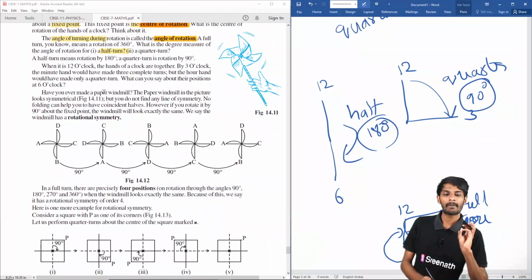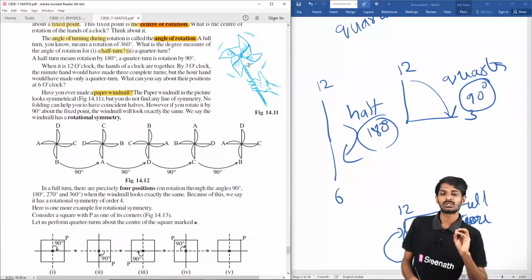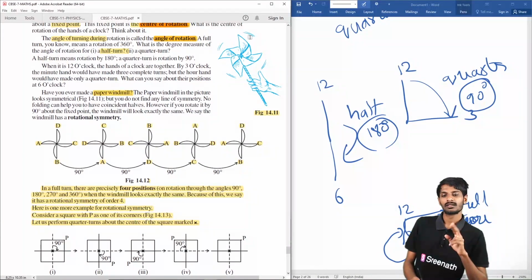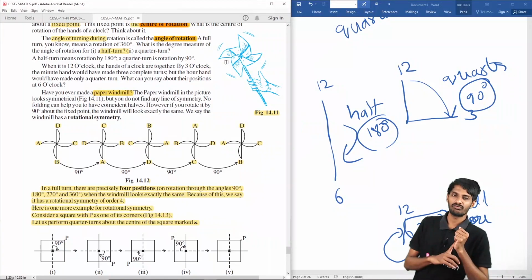Have you ever made a paper windmill, students? It looks like this. Okay, it is symmetric. So does it have any line symmetry? Observe. There is no line symmetry. But it does have symmetry. How? Suppose you hold it at this point and rotate it. Even if you rotate it to some extent, it looks the same as before.